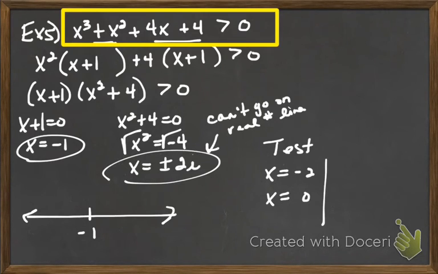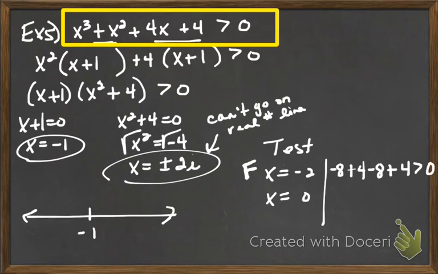-2 cubed is -8. -2 squared is +4. 4 times -2 is -8. And then we have +4, and we're checking to see if that's greater than 0. Is that going to be greater than 0? -8 plus 4 minus 8 plus 4. Is that going to be greater than 0? Nope. So that one's false.